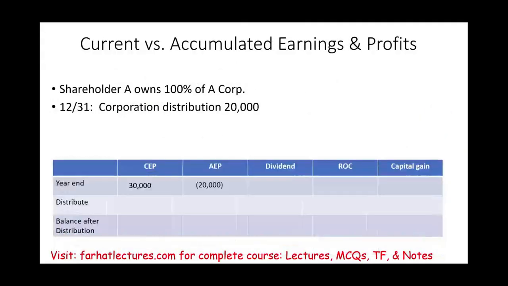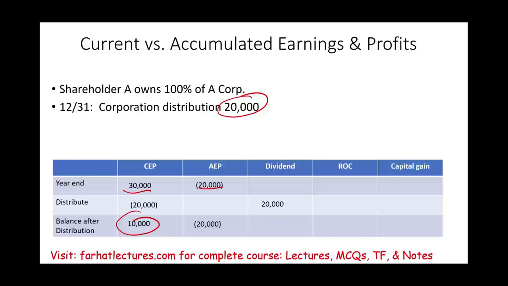Let's assume we have the shareholder, CEP is 30, AEP is negative 20. Do we net? No, we don't. We only net when it's the opposite. Corporation distributed 20,000. Good. 20,000, it's going to come out of CEP. We have plenty of CEP, and we're going to have 10,000 left in CEP, and that 20,000 is dividend because it's coming out of CEP. And we still have AEP of negative 20,000.